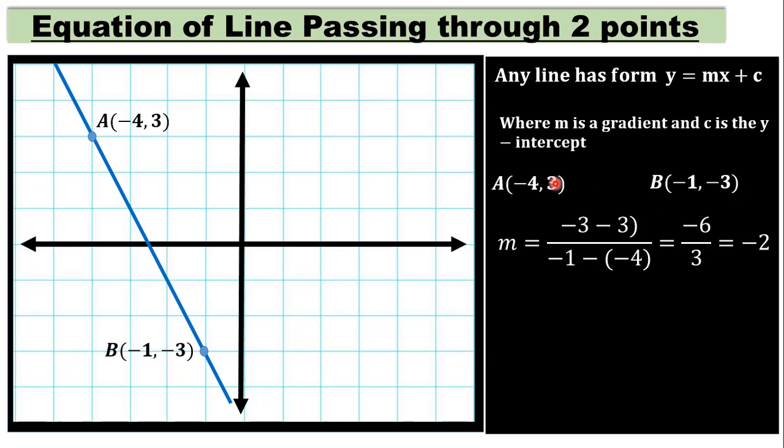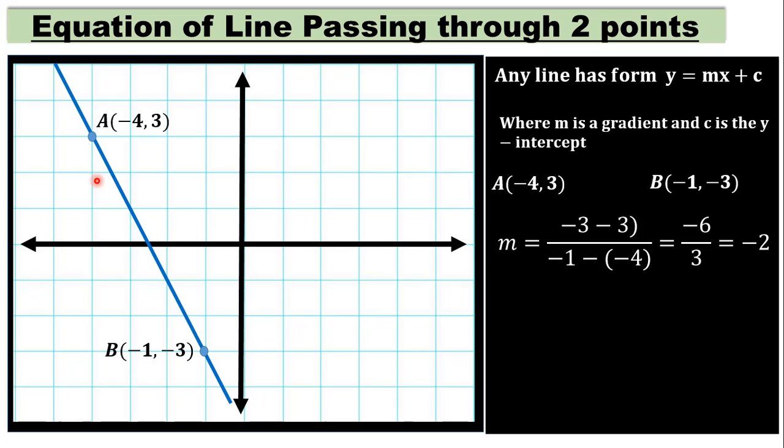So -3 minus 3, and in the denominator you have to find the difference of the x coordinates of both the points. Here we have B whose x coordinate is -1, here we have A whose x coordinate is -4. So -1 minus -4 will make it +3, so -1 + 4 gives you 3. -3 minus 3 in the numerator will give you -6. Now if you divide -6 by 3, you will come up with the value of the gradient m, which is equal to -2.